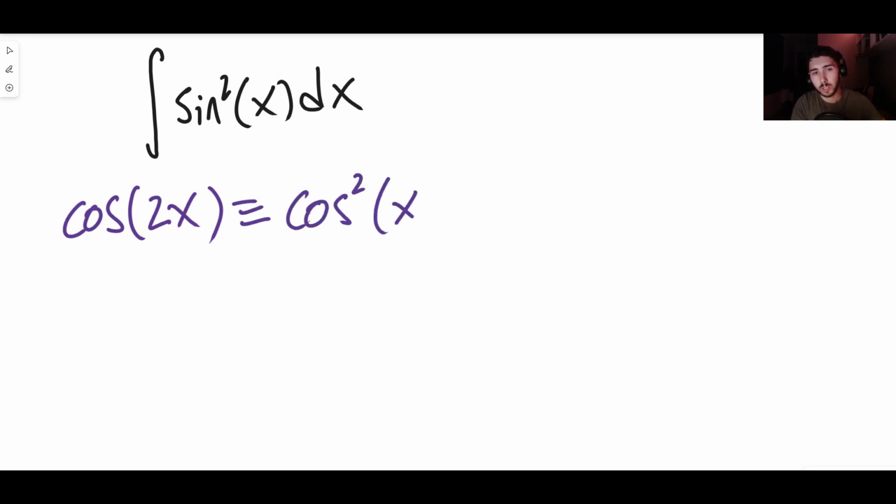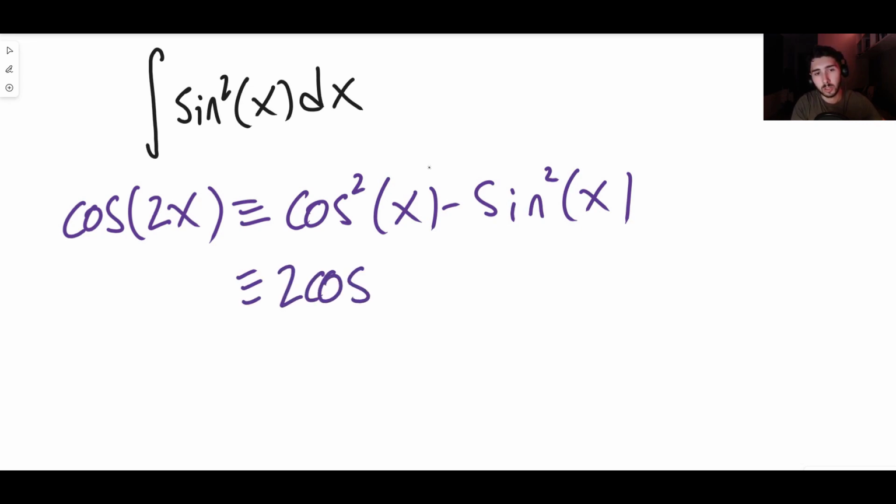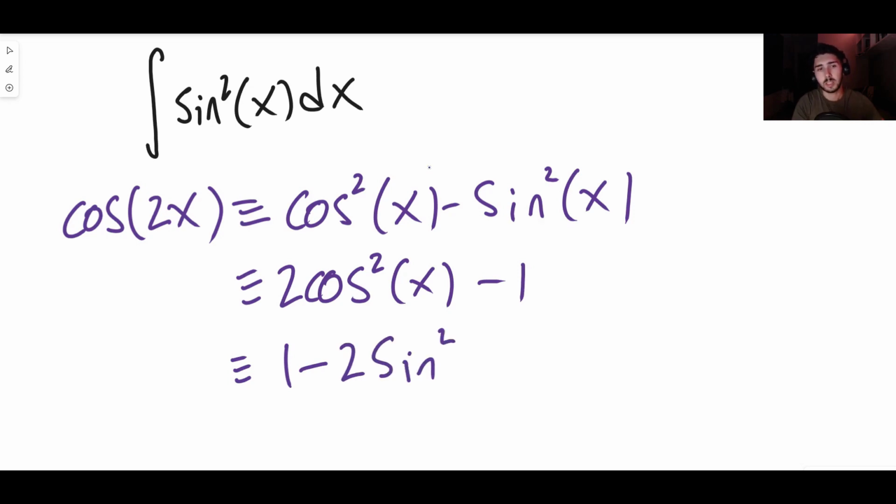The first one is cos² minus sin². The second one is 2 cos² minus 1. And the third one, and the one that we're going to use here, is going to be 1 minus 2 sin². You can see that as long as you can get to the first one, you can also get to the second two by replacing cos² with 1 minus sin², or sin² with 1 minus cos². You can rearrange to get the others.